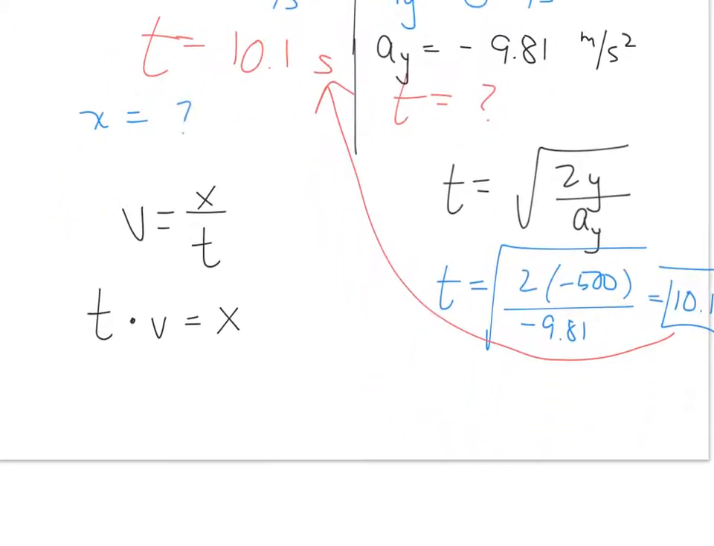186 times 10.1. What do you get? 18? 18. 186 times 10.1 is 1,878.6.